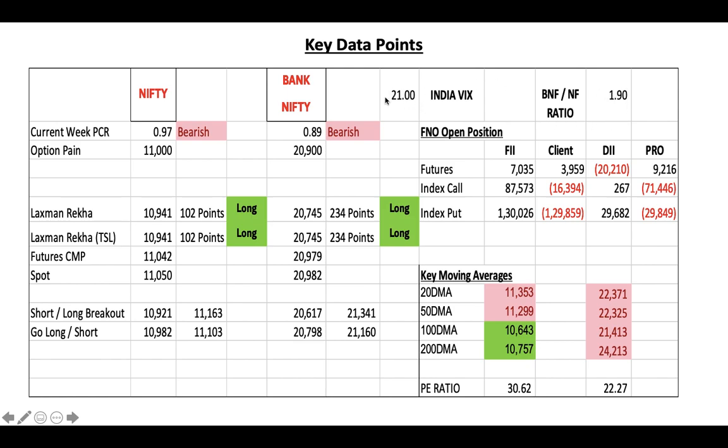India VIX is also slightly around 12.1 levels. Then the Laxman Rekha, we saw, is 10,941 for Nifty and 27.45 for Bank Nifty. The levels for tomorrow, Monday: short breakout 10,921, long breakout 11,163, go long 10,982 and go short 11,103. These are the levels you should note. Same for Bank Nifty also. Key moving averages: till we don't cross the 20 moving average, it will be bearish only. Sell on rise.